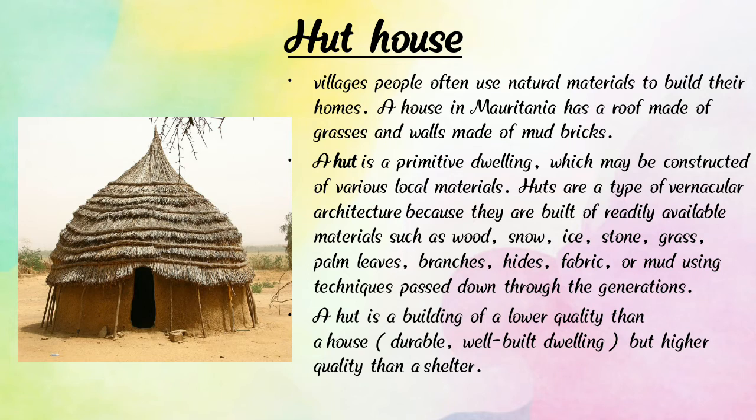These types of houses we can find in villages, and village people often use natural materials to build these houses or homes. The house has a roof made of grass, and the walls are made of mud and bricks. These kacha houses are made of mud, bamboo, leaves and sticks, and this type of house is called a kacha house, a hut or kacha house.